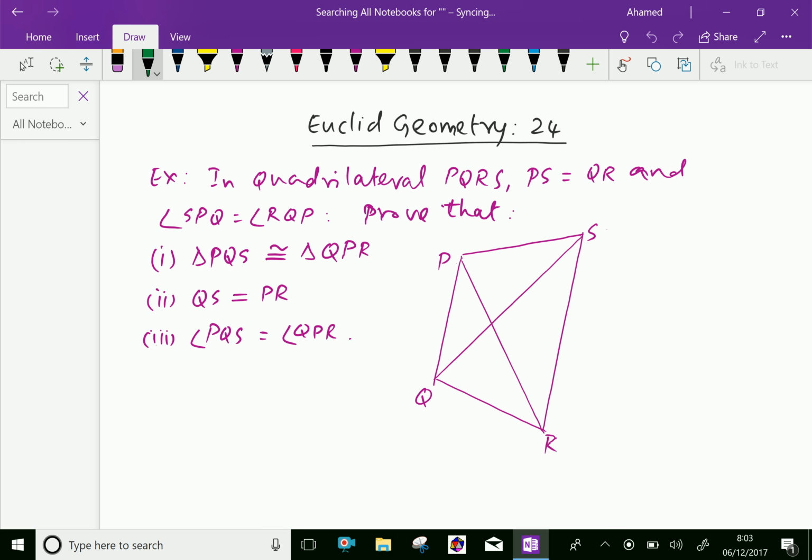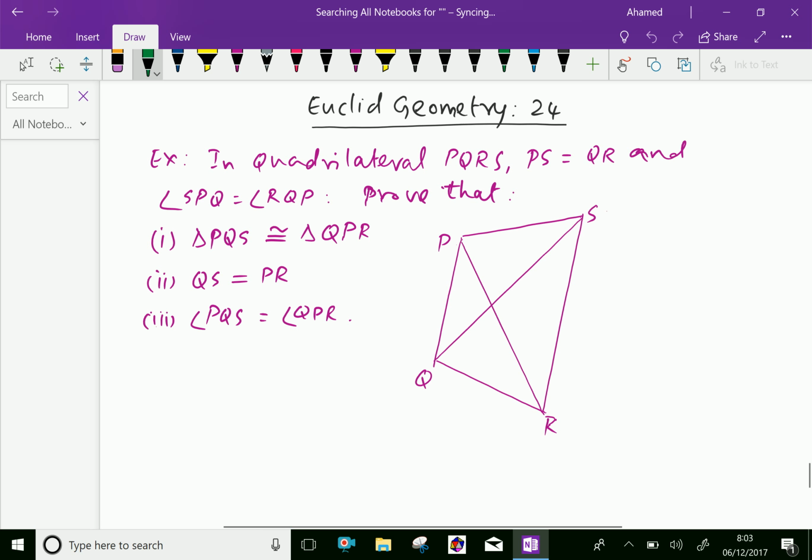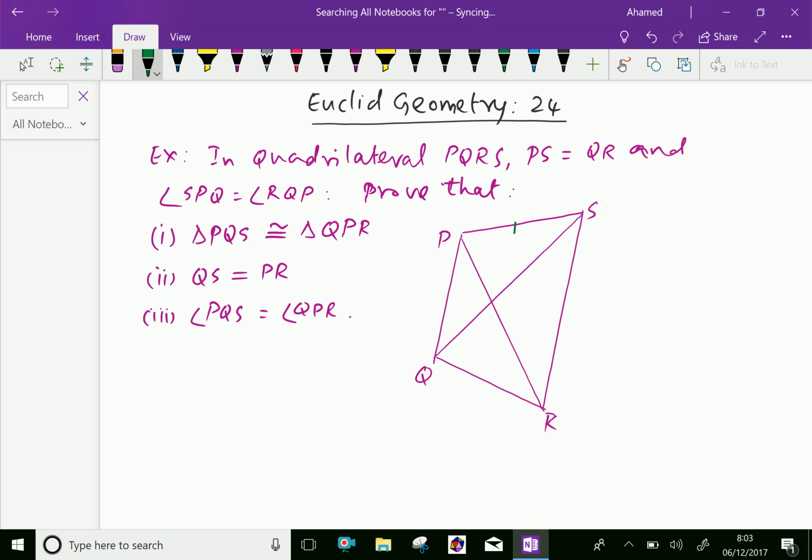In Euclidean geometry, let us do an example problem regarding congruency of triangles. Example: in quadrilateral PQRS, it is given that PS equals QR, and angle SPQ is equal to angle RQP. These two angles are equal.